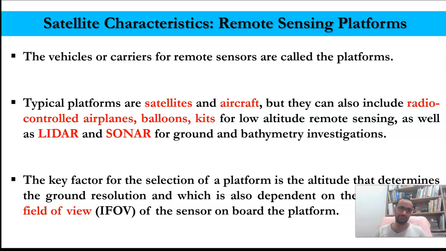Okay, the key factor for the selection of a platform is the altitude. That determines the ground resolution, which is also dependent on the instantaneous field of view. We call it IFOV of the sensor on board the platform. Remote sensing satellites and different airborne platforms purposefully have different heights, altitudes. So this part is also very important to understand.